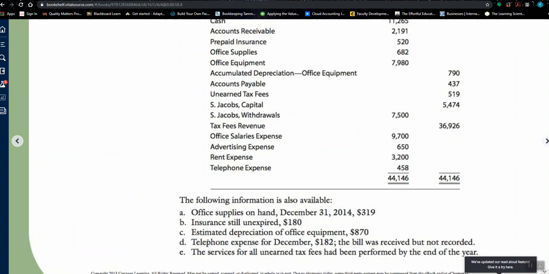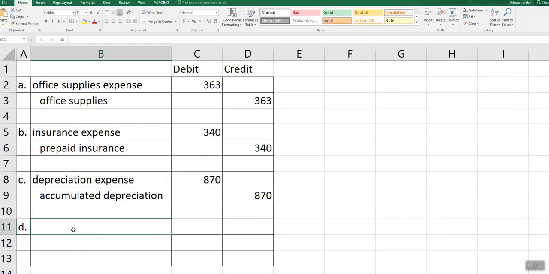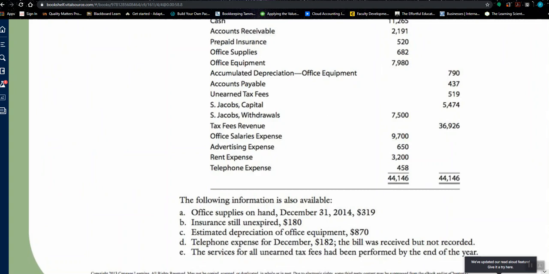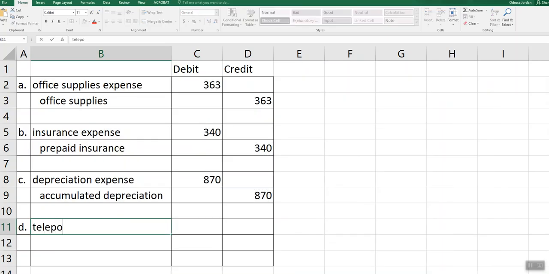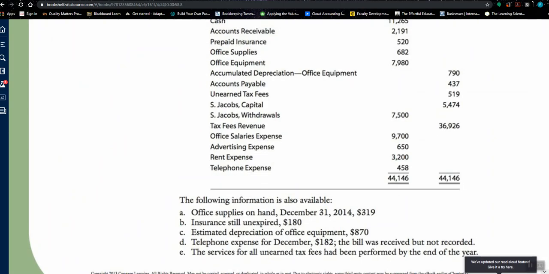All right, the next adjustment, telephone expense, $182. The bill was received but not recorded, so I need to record this. That is going to be telephone expense, and because I have not paid it, it creates a telephone payable, something to be paid later. The value of that is 182.